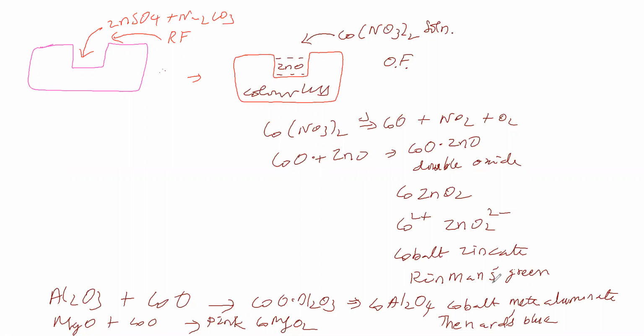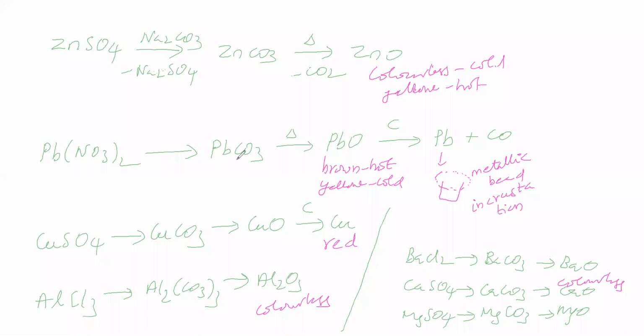Next salt we will take is lead nitrate salt. This lead nitrate salt is giving lead oxide. It has color in hot and cold. Therefore, this cannot be taken to the charcoal test, and we cannot take this to the cobalt nitrate test. Copper sulfate is giving cupric oxide and copper. It also has color. So we cannot take this to the cobalt nitrate test.